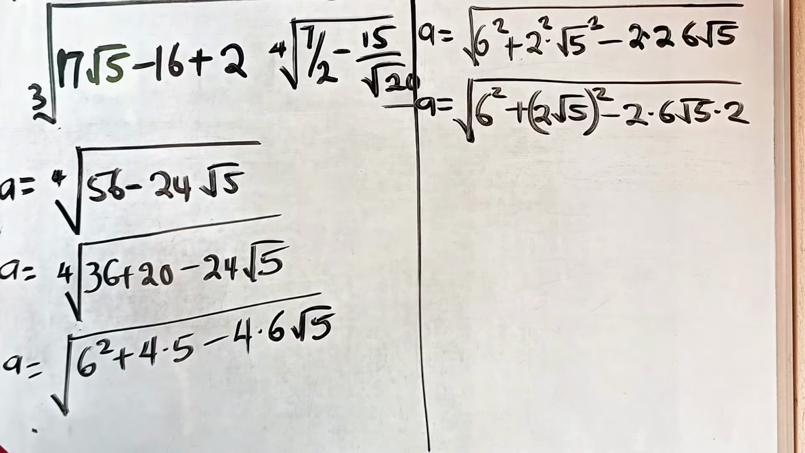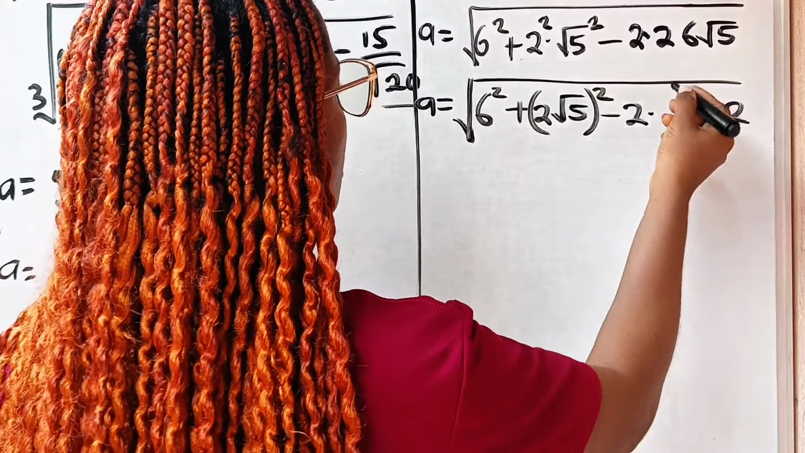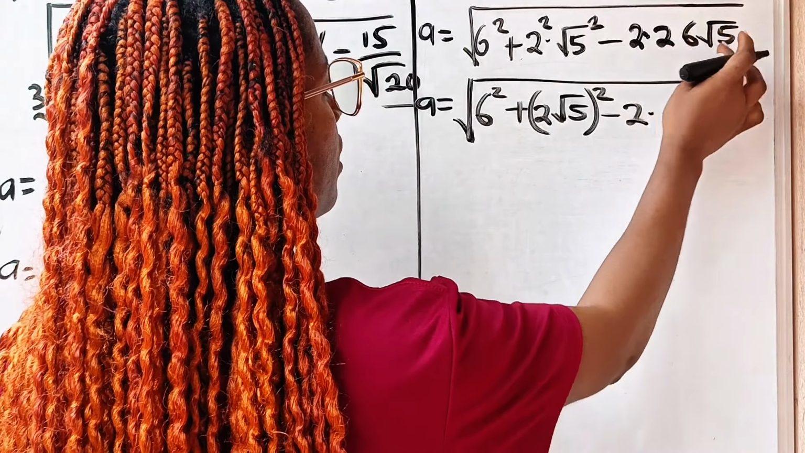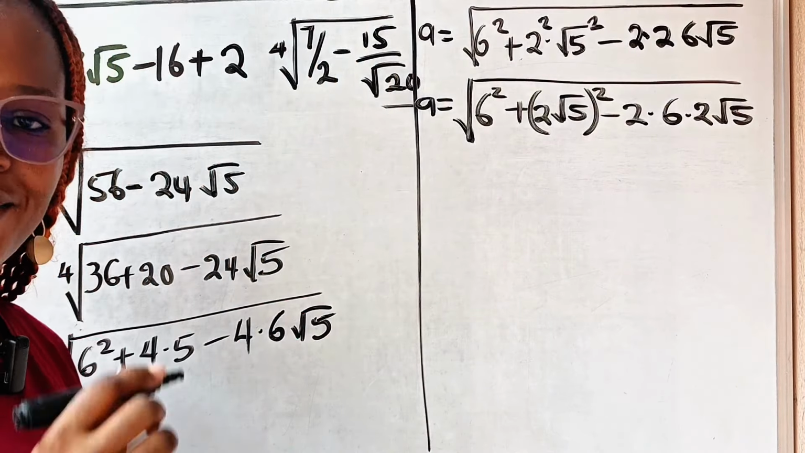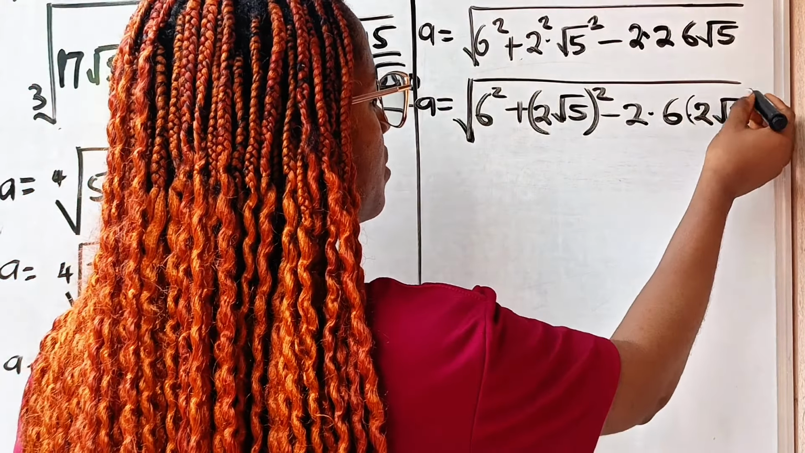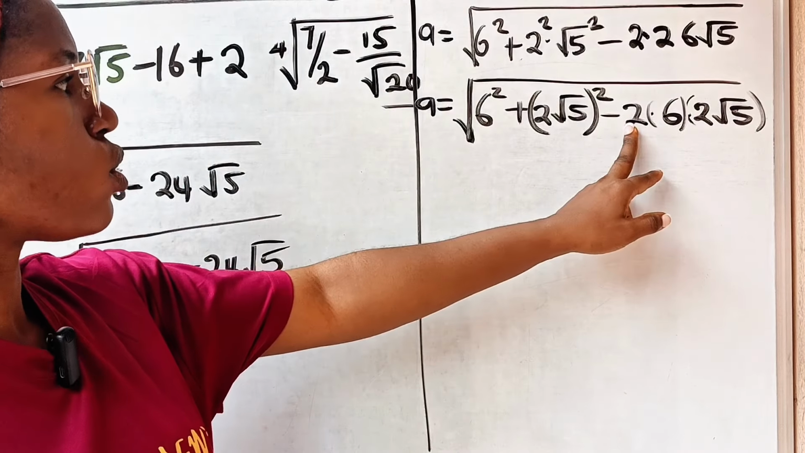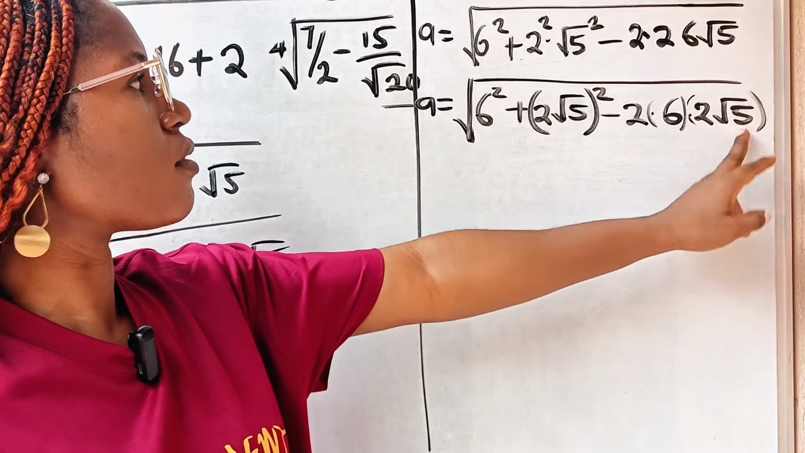Okay? Alright. Now, looking at this, let's interchange this. 6 multiplied by then 2 root 5. You're going to see why I changed that. So let me put this in brackets to make it clearer. So now we have 2 multiplied by 6 multiplied by 2 root 5.